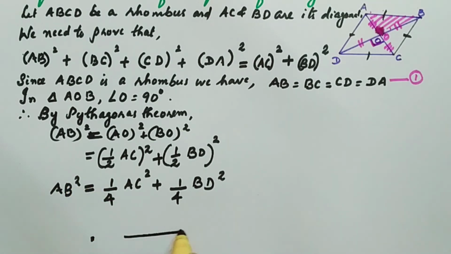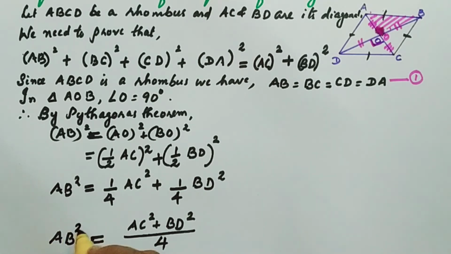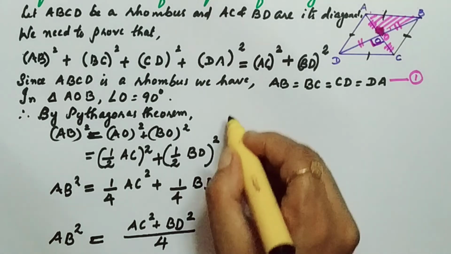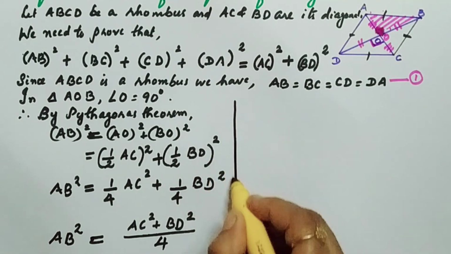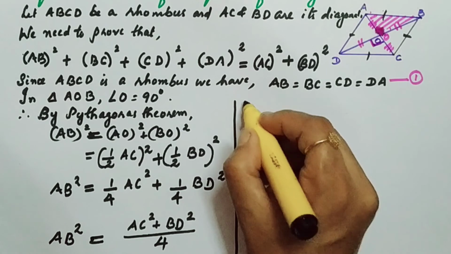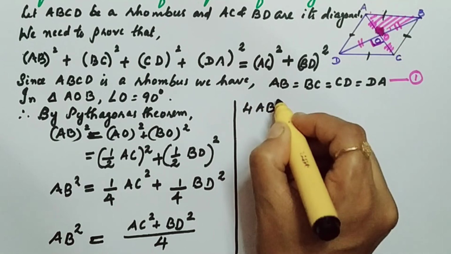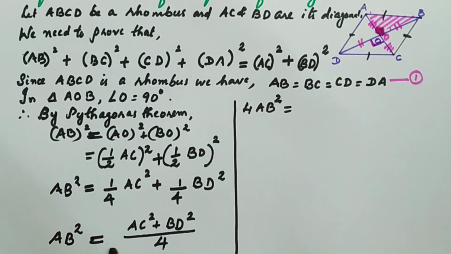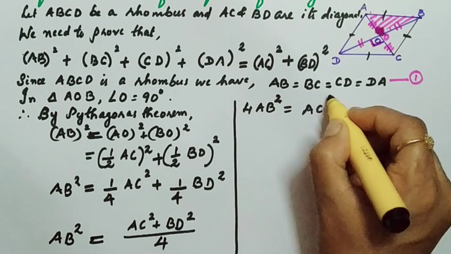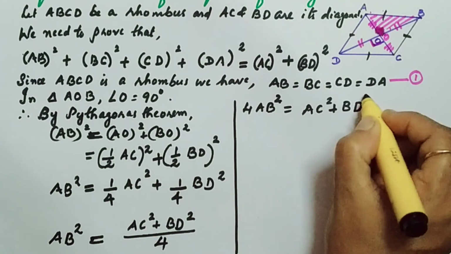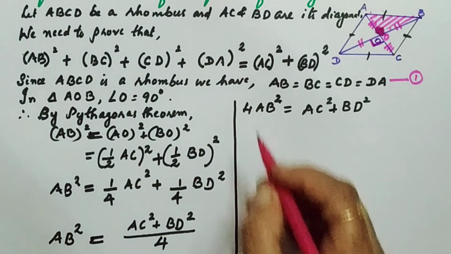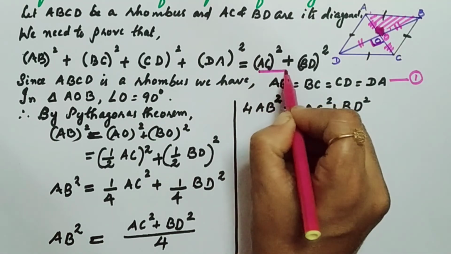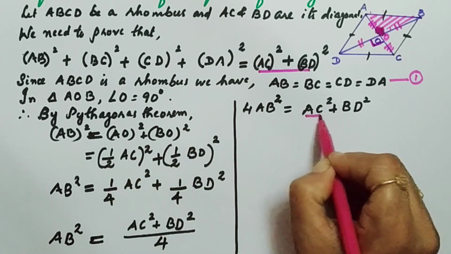Taking LCM you get 4 upon, here comes AC square plus BD square, and your left side is AB square. Now I am going to cross multiply. Cross multiplying we get 4AB square equals AC square plus BD square. Look at the RHS we want to prove. RHS we want to prove is AC square plus BD square, that we got.